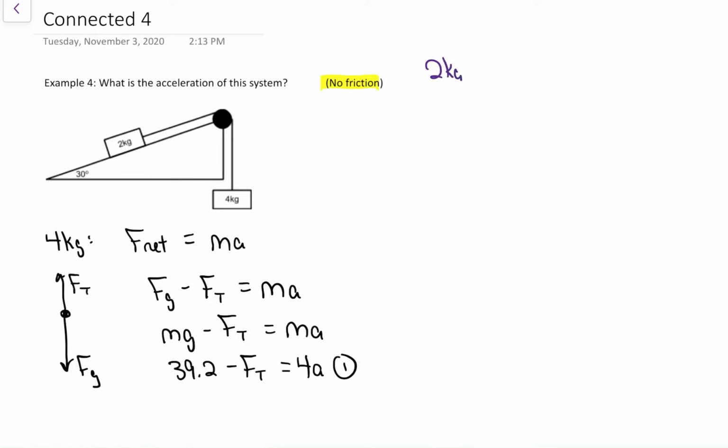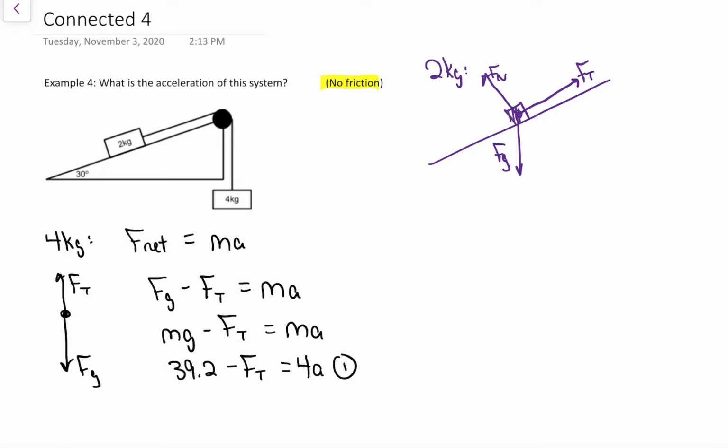Switching to the 2 kilogram, it's on an incline. We tackled that earlier. Free body diagram, the string is pulling it parallel to the incline up the hill. Normal is perpendicular to the hill. There's no friction. If there was friction in this case, it would be downhill. And then we've got gravity pointing straight down.